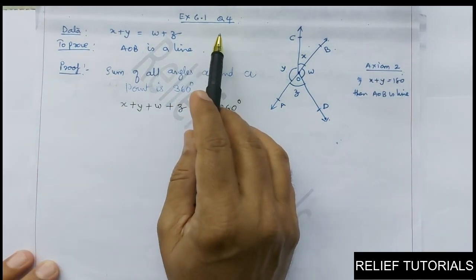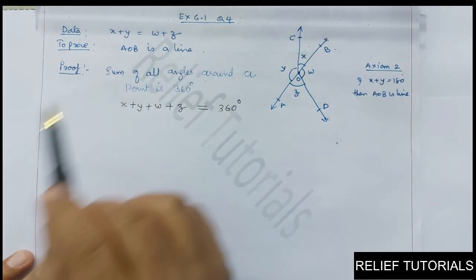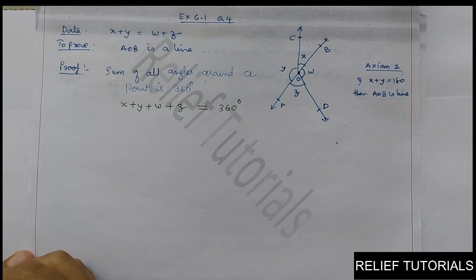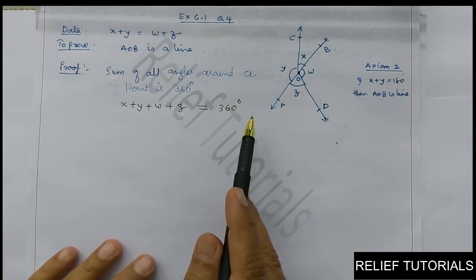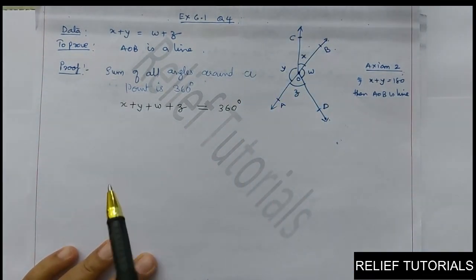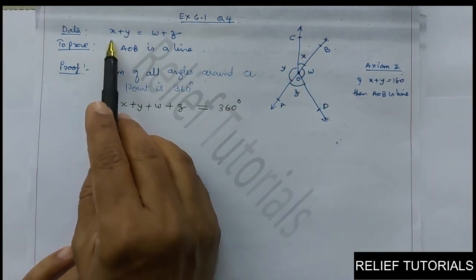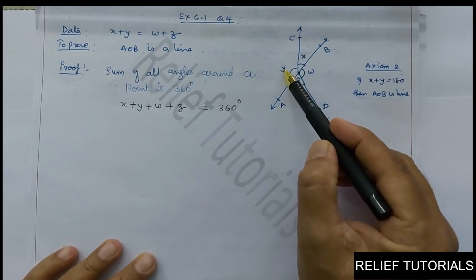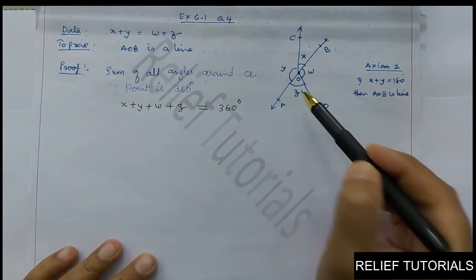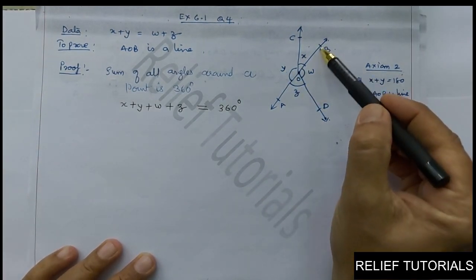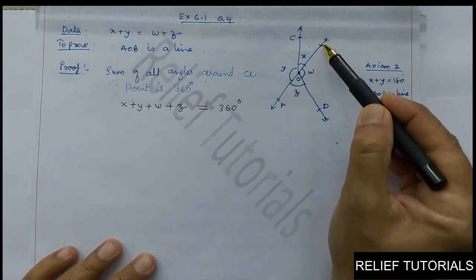We are going to discuss question 4 of exercise 6.1 lines and angles. Here in this problem, look at the diagram. The sum of all these four angles x, y, z and w is given, and one relation is given: x plus y is equal to w plus z. You have to prove that AOB is a line.